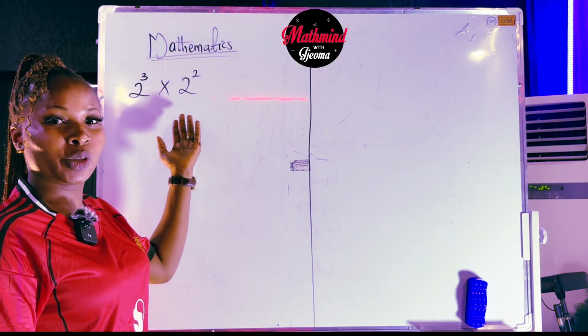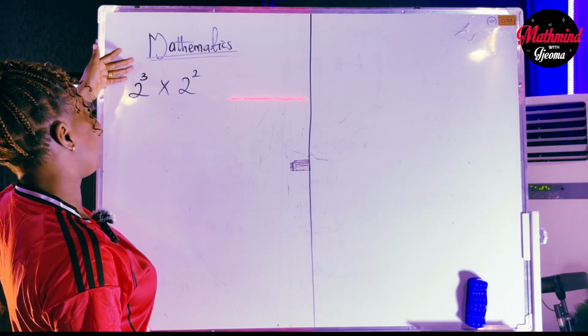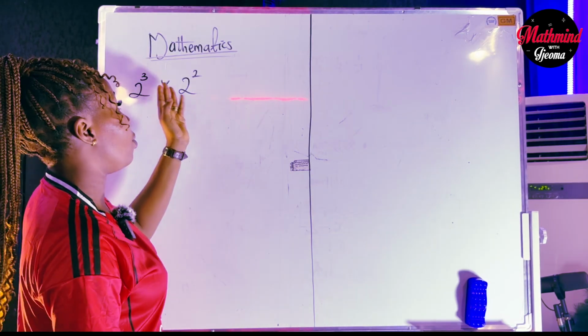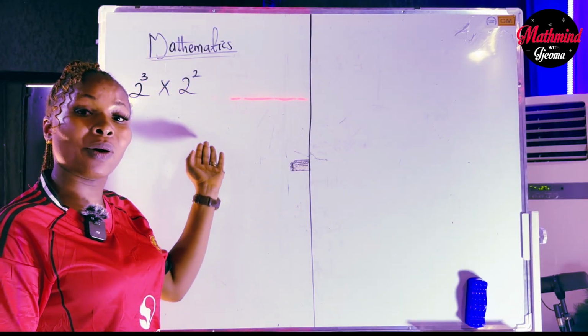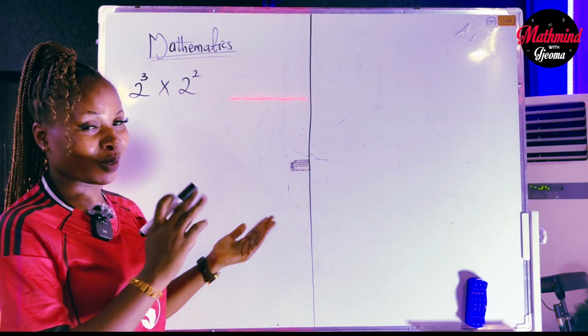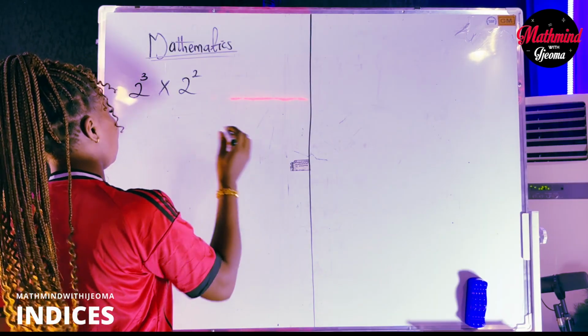Imagine you're given such a problem. Will you just go ahead to multiply 2 according to the power and multiply the second one according to the power before multiplying to get your result? No. And that brings us to today's topic, indices.